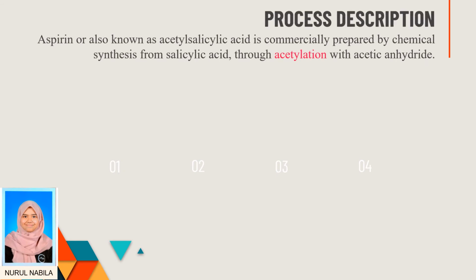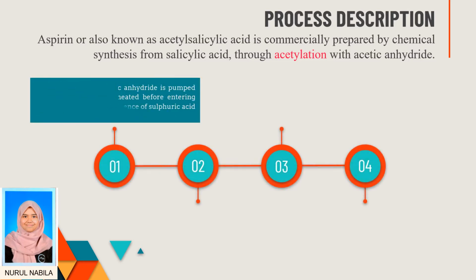In the process description, aspirin, also known as acetylsalicylic acid, is commercially prepared by chemical synthesis from salicylic acid through acetylation with acetic anhydride. Salicylic acid and acetic anhydride with an assumed ratio of 1:3 are pumped into a mixer at 25 degrees Celsius. Then the mixture is heated to 92 degrees Celsius before entering the PBR reactor to react the salicylic acid and acetic anhydride with the presence of sulfuric acid as a catalyst for a period of time sufficient to cause the acetylation of the salicylic acid to proceed to substantial completion with the formation of acetylsalicylic acid and acetic acid. The conversion of salicylic acid in the reactor is 75%.